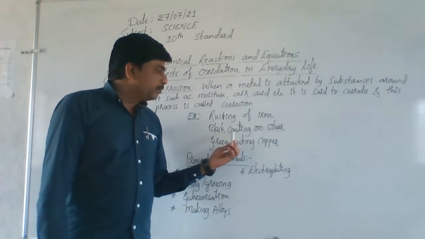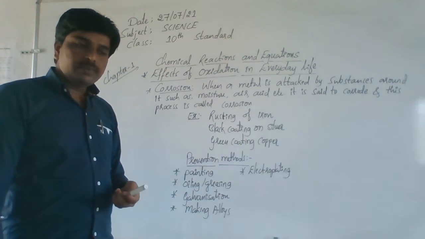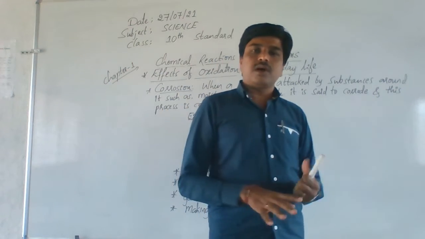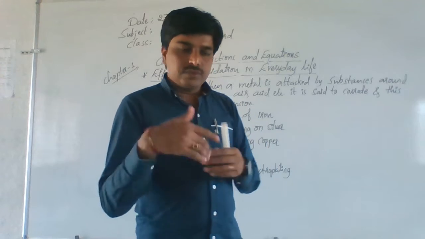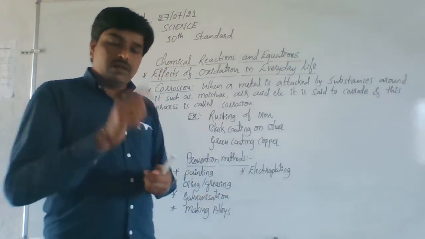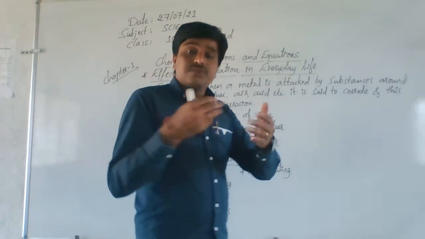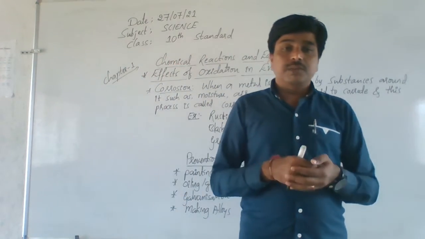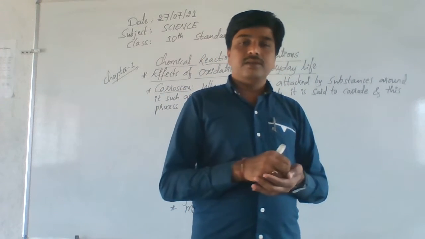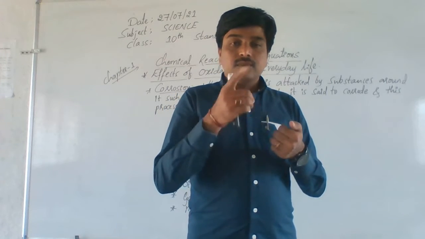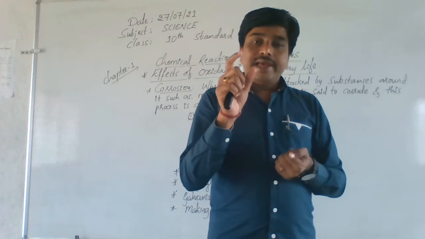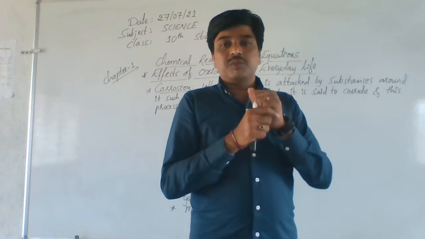The second one is the black coating on silver. Silver articles become blackened. If you use silver ornaments in your home continuously, they become blackened. You know why? That silver combines with sulfur present in the atmosphere. Remember this point. Why does the silver become black? The silver article combines with the sulfur present in the atmosphere.